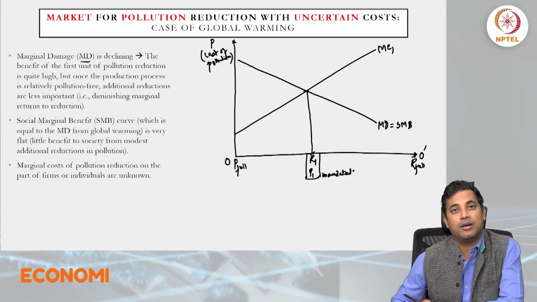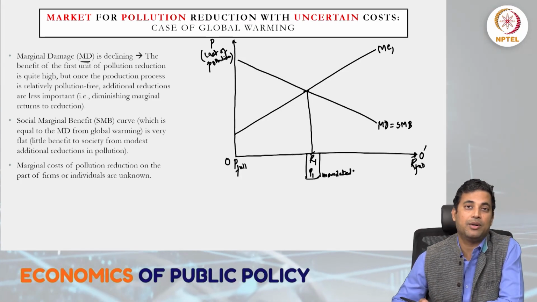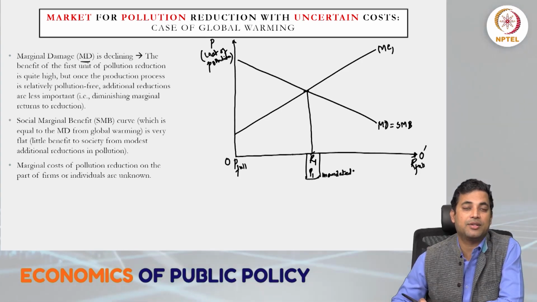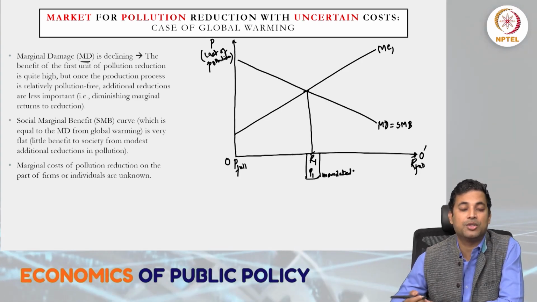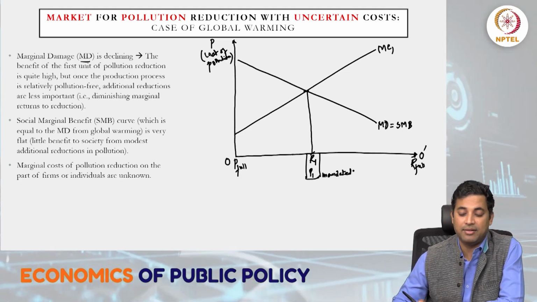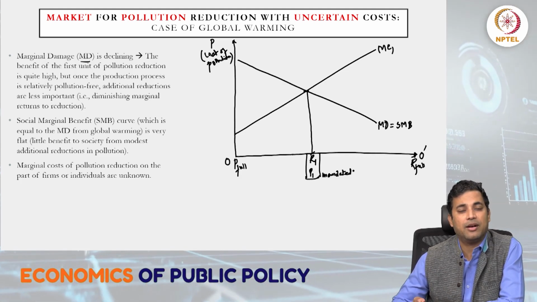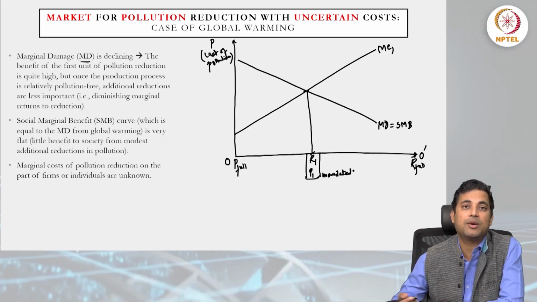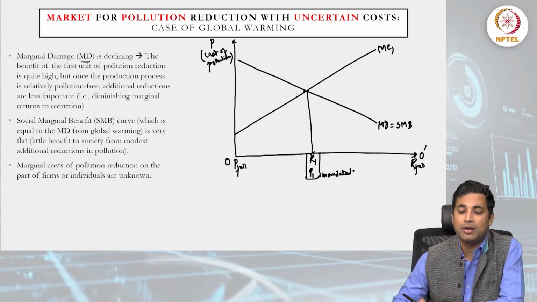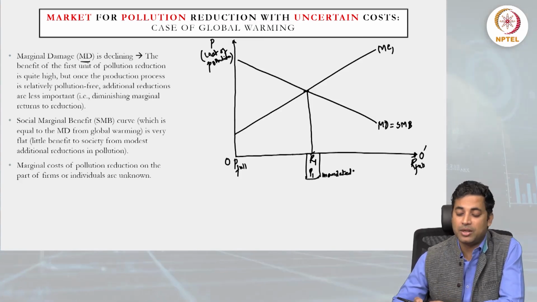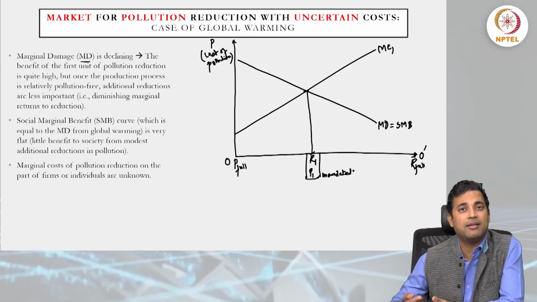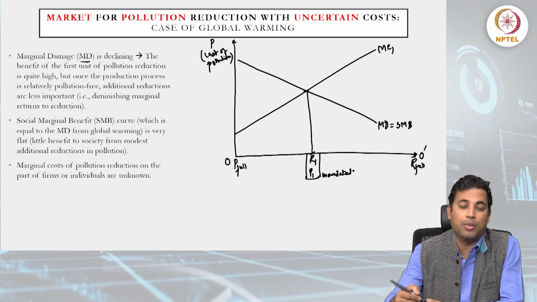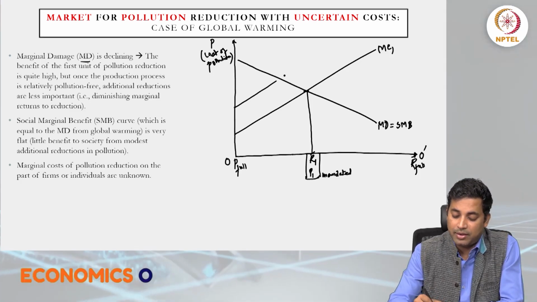If you follow the news, there is news on cloud seeding to create artificial rain to control the pollution level. That is a very costly affair. And for that, we really don't know how many rounds of cloud seeding are required to control pollution. So imagine that kind of extreme case where marginal cost is really high, like say MC1 to MC2.